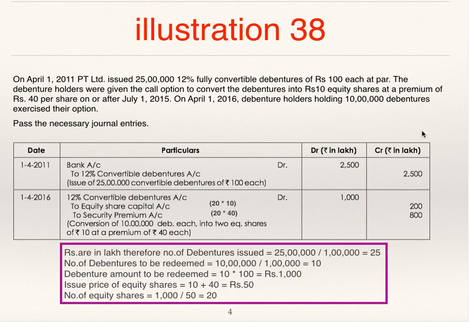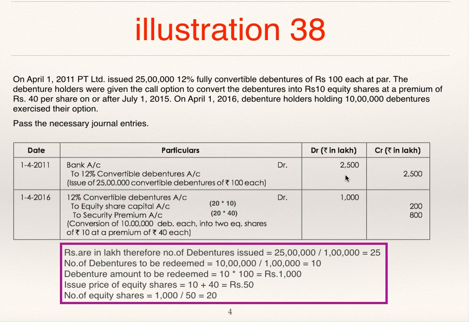See here, it is always better to write these rupees either in lakhs or in thousands for easy calculations. Otherwise, figures will be too lengthy. Rupees are in lakhs. So, what are you supposed to do? 25 lakhs is the issued debentures. Rupees are in lakhs, therefore number of debentures issued will be 25 divided by 1 lakh. Number of debentures issued 25, and this we'll find out now. Number of debentures to be redeemed, 10 lakh divided by 1 lakh is 10.